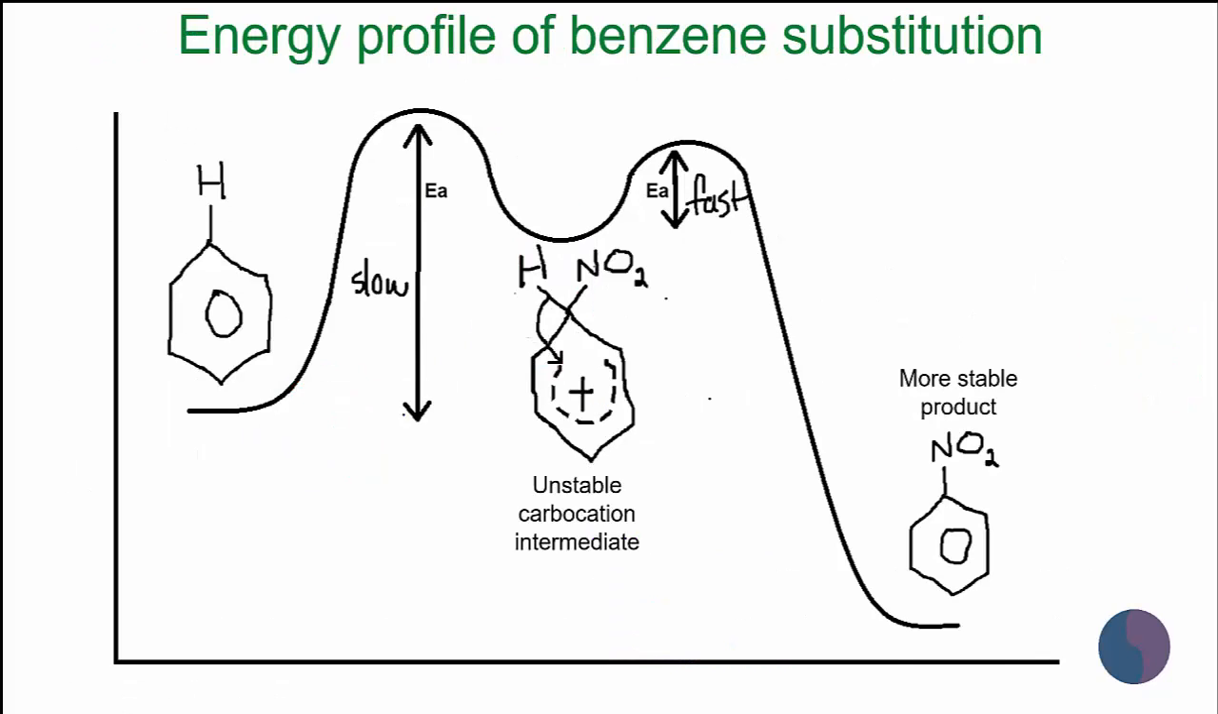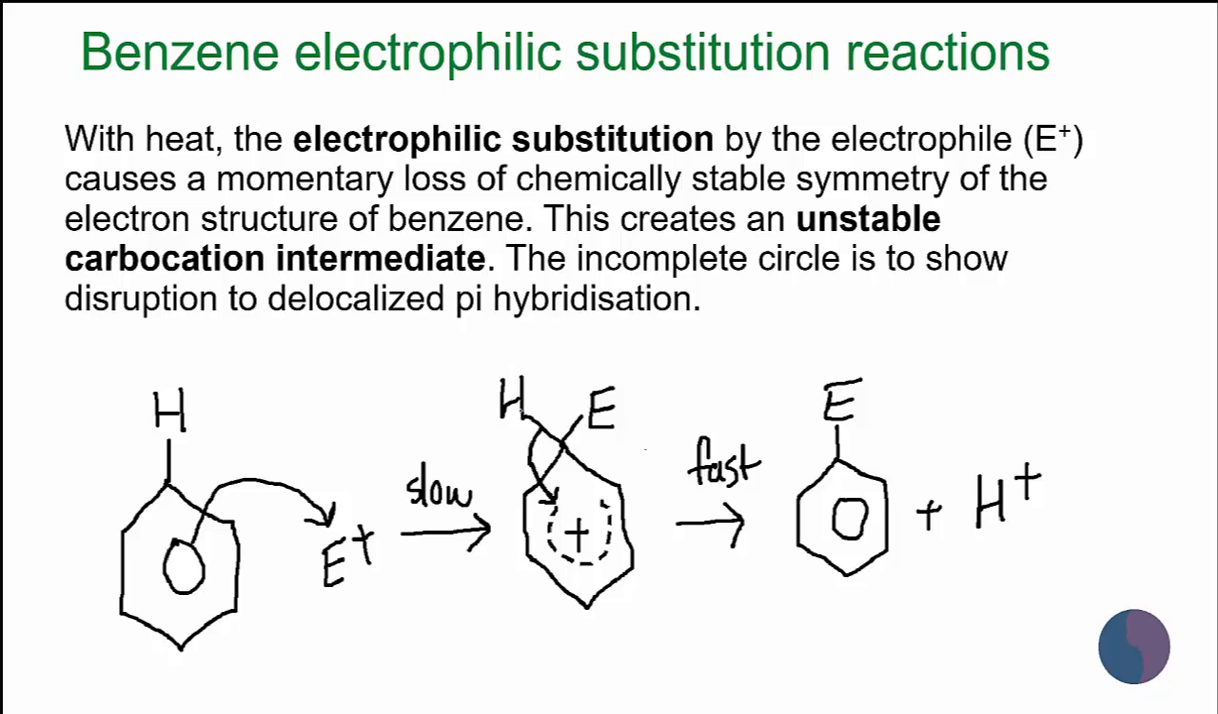So you can see here, it takes a while to get this sort of unstable carbocation intermediate with heat and acid, so a fair bit of effort. And once you've got that, you can actually get the hydrogen to pop off to give a more stable product, which is the nitrobenzene product. So this is the general pattern of how it works.